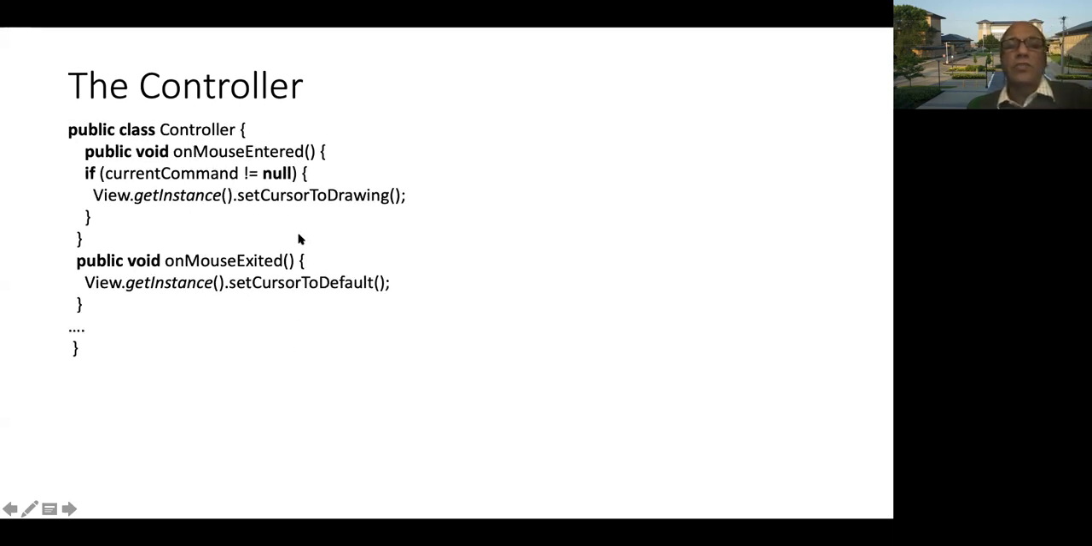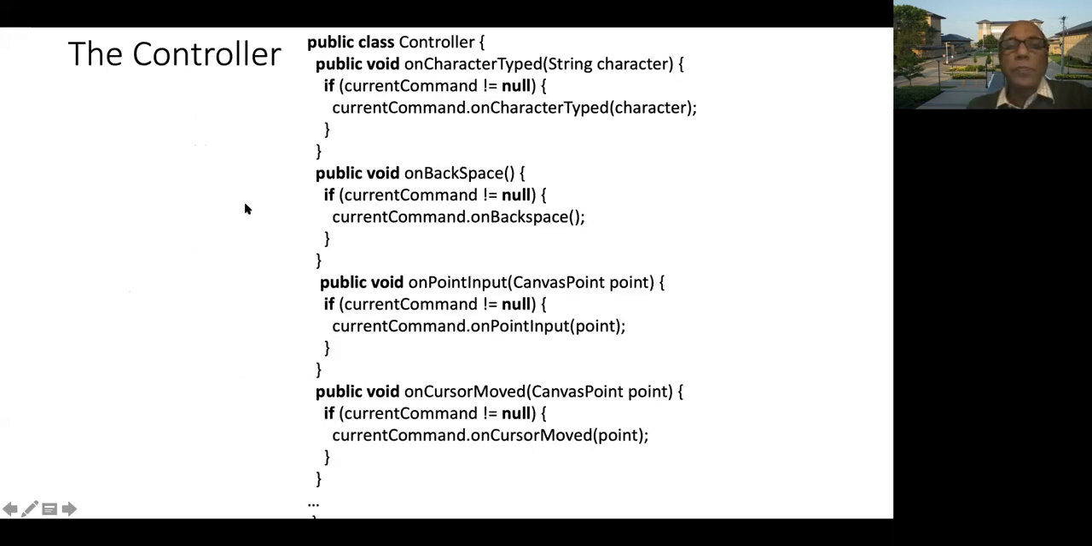And these are not all that important. This is to change the shape of the mouse. And here we have methods to handle things like mouse clicks or typing of a character. For example, here is what happens when a character is typed. If a command is in progress, let the command decide what to do with the character. The line command will ignore it. Polygon will ignore it, but a label will handle it, will use it.